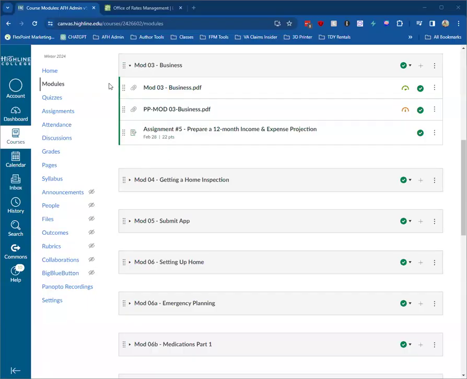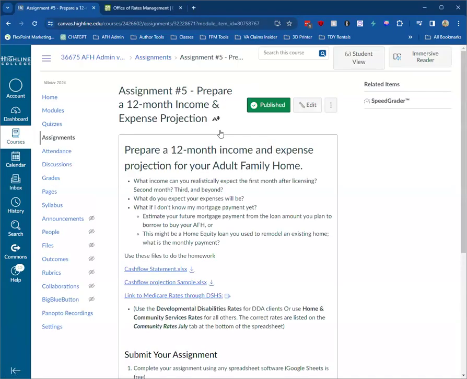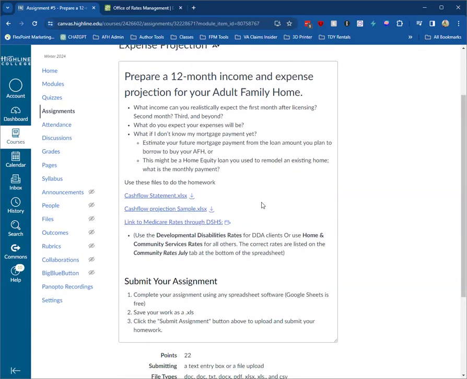If you go to module, let's share my screen. If you go ahead and go to module 3 in your manual or in Canvas, and you go down to assignment number 5, prepare a 12-month income and expense projection. You click on that, and then you will have the instructions. So this is what income you can realistically expect for the first month after licensing, the second month, third month, and beyond. All right. So what we are going to do is we're going to use this template to figure out what a projected cash flow is for this month.